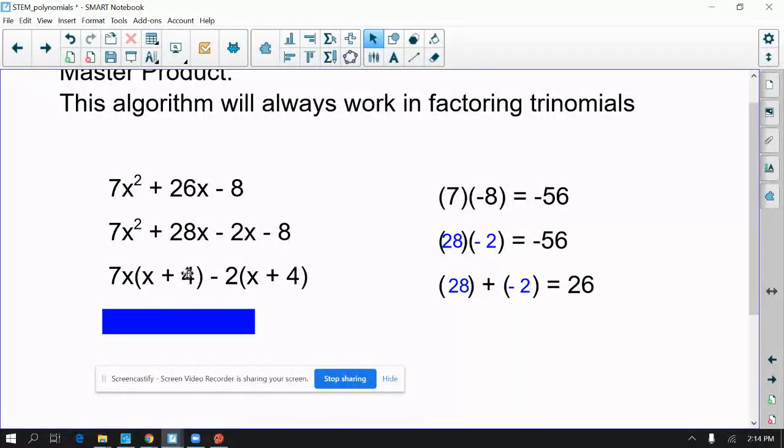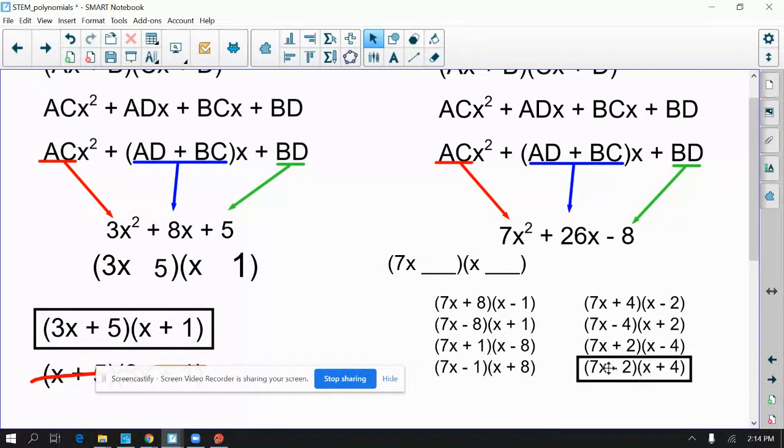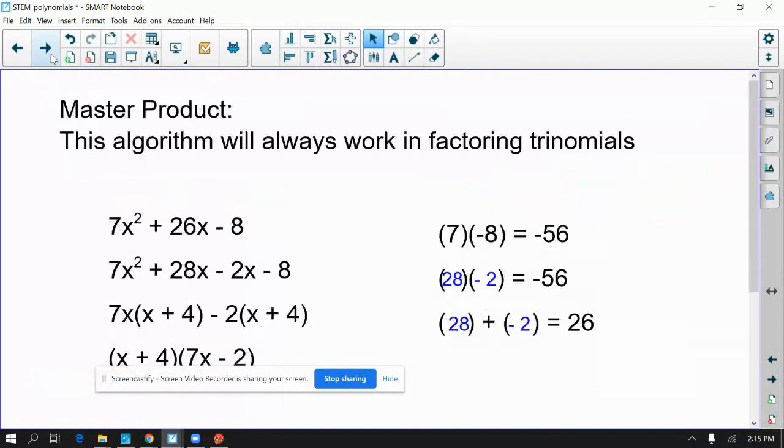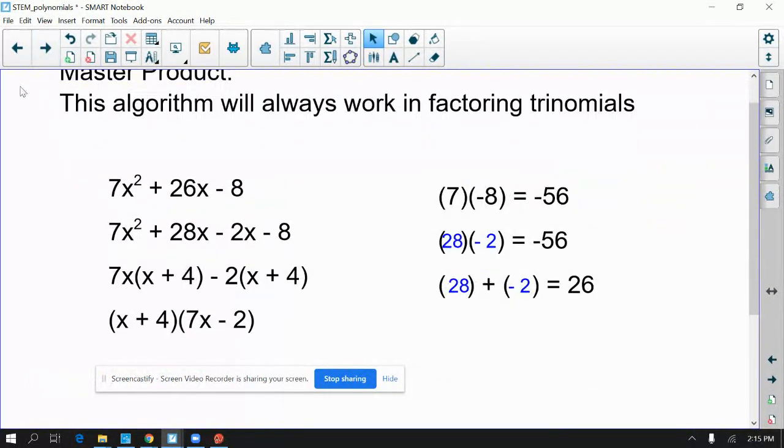Now, these two big terms both have an x plus 4 in common. So you factor that out, and you're left with 7x minus 2, which was the same answer over here in a different order. But order doesn't matter because multiplication is commutative. I could just put this x plus 4 in front, and it wouldn't change the final answer. This still says x plus 4.